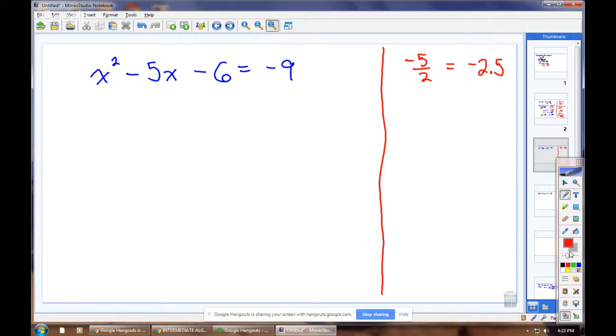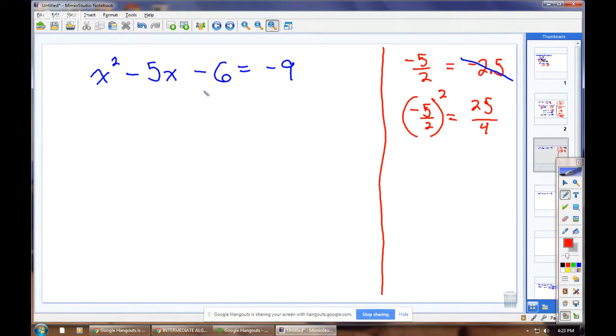But what I find is working with decimals when you're completing the square is not usually helpful, so I'm not going to do that. I'm going to leave it as a fraction. Okay, once I take half that middle term, I want to square it. It's the next step in completing the square. -5 times -5 is 25, and 2 times 2 is 4. So 25/4 is the magic number I want, not 6.